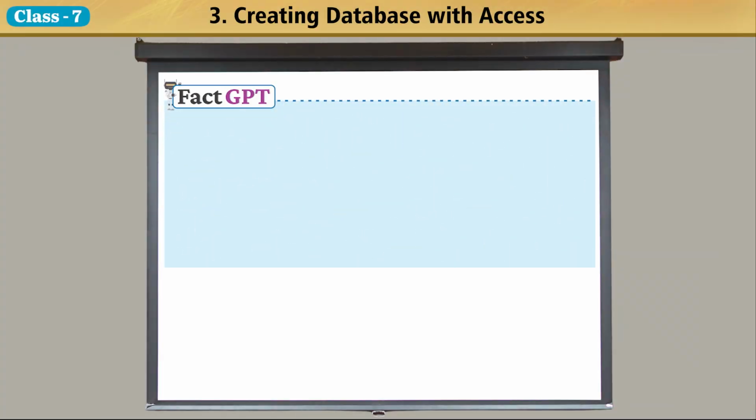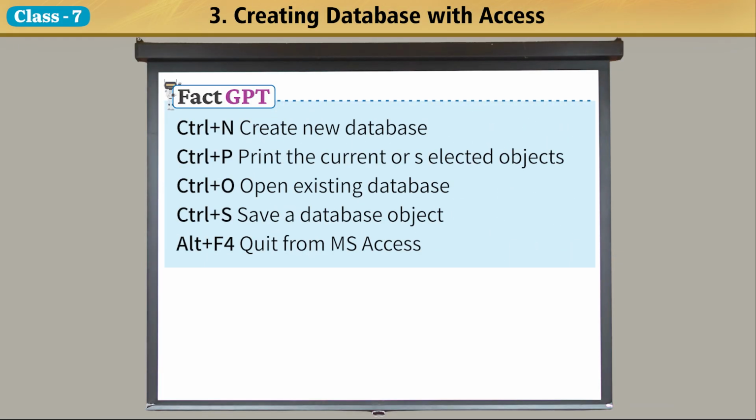Keyboard shortcuts. Ctrl+N creates a new database. Ctrl+P prints the current or selected objects. Ctrl+O opens an existing database. Ctrl+S saves a database object. Alt+F4 quits from MS Access.